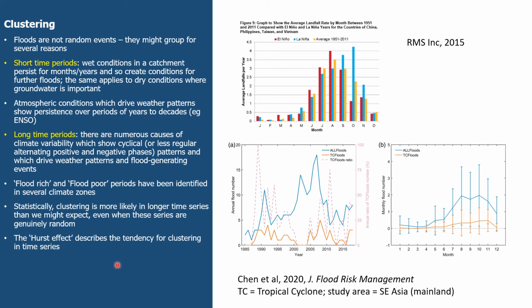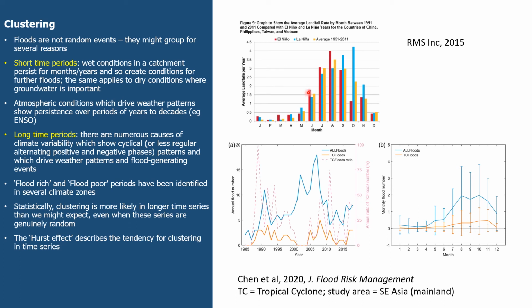A couple of examples on the right just to illustrate how this clustering works. This is the number of typhoons that reach landfall in China, Philippines, Taiwan, and Vietnam added together in different months of the year, and you'll be well aware that it's during the wet season in Philippines that most of the typhoon landfalls occur.